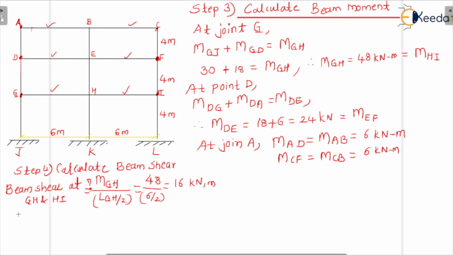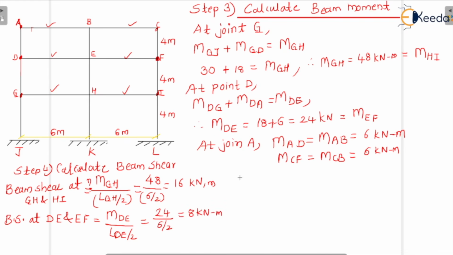Now let's see what is beam shear at DE and EF. Now we know the moment value M of DE and EF is the same here. So we can write the formula: M of DE divided by, the good thing is that the length is also the same, L of DE divided by 2. So our answer is 24 divided by 6 by 2, so it is 8 kilonewton meter.